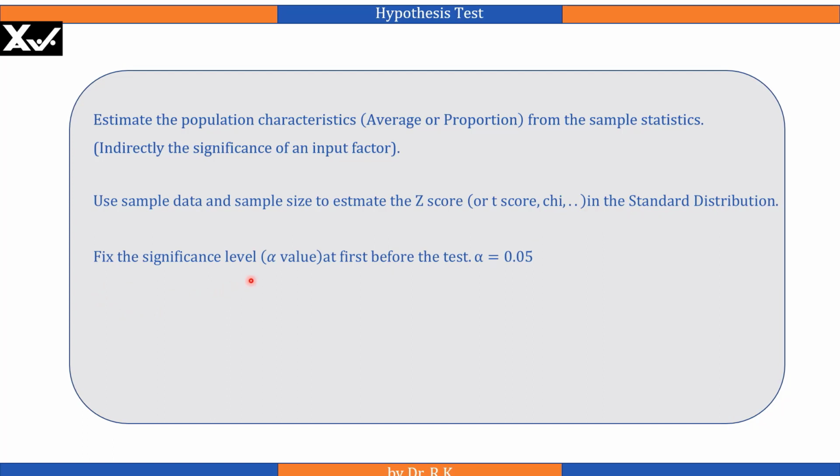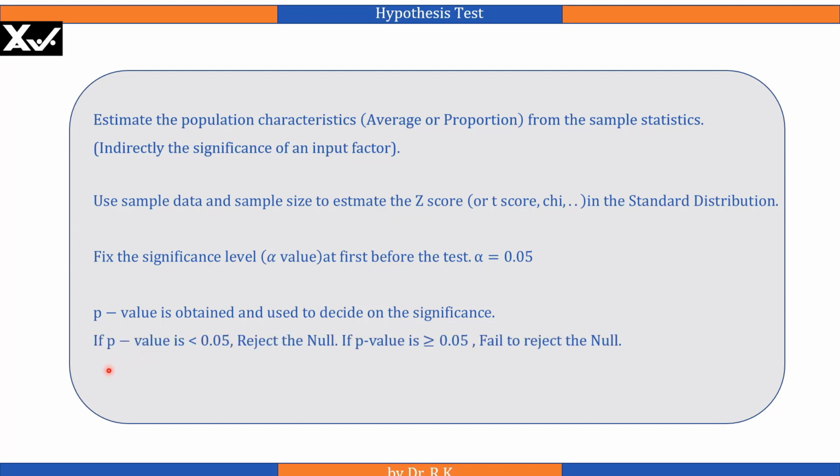We fix the significance level, that is alpha value, at first before the test. That is, alpha is equal to 0.05, meaning 5%. It is same as fixing the confidence level of 95%. P-value is obtained and used to decide on the significance. P-value is obtained based on the score and the significance level. If P-value is less than 0.05, we reject the null. If P-value is greater than or equal to 0.05, we fail to reject the null.